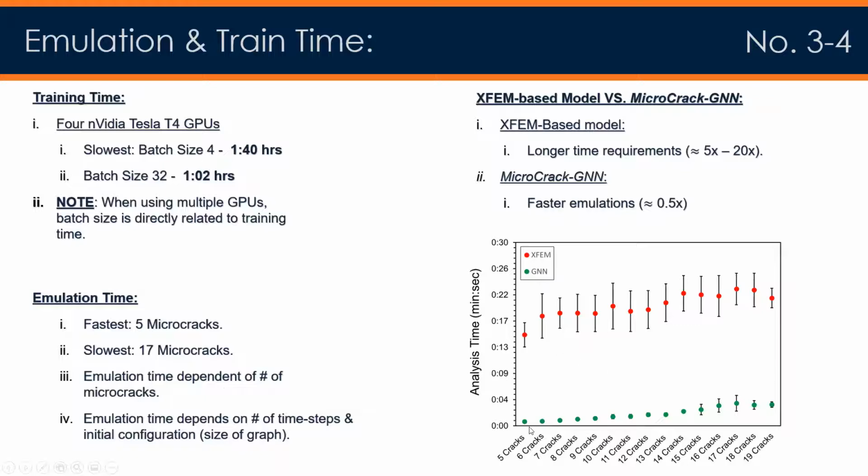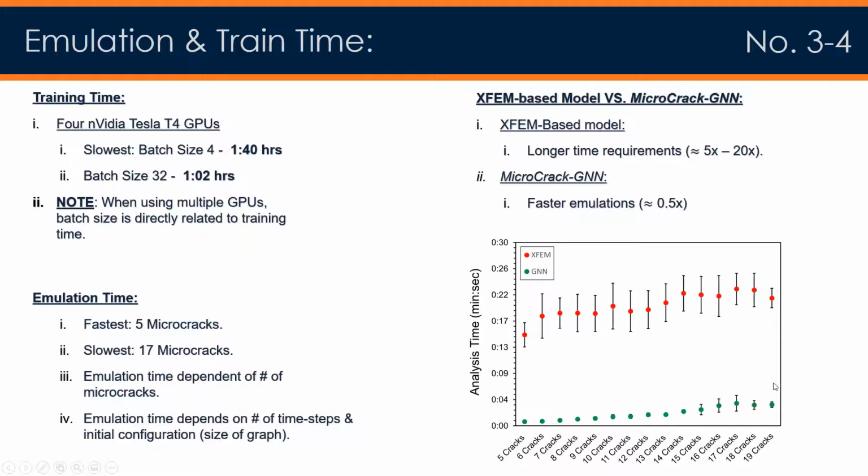Well, we did a time analysis of how long does the extended finite element method take to generate simulations, and how long does the graph neural network take to generate simulations. The extended finite element method is shown in these red dots, and the graph neural network is shown in these green dots. And what you can see immediately is that there's a huge time improvement using the graph neural network. Actually, it is a time improvement from 5 times to 20 times faster using the developed graph neural network.